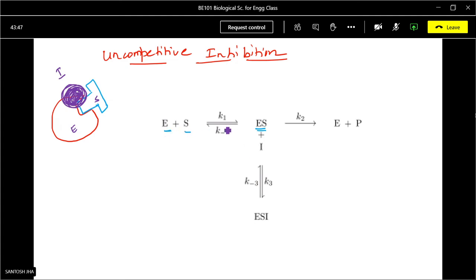So in this case, after the formation of the enzyme substrate complex, there is an appearance of some binding site for the inhibitor. By this, the inhibitor can bind and form the ESI, enzyme substrate inhibitor complex, and this is the dead end complex. Dead end complex means it cannot be converted into product. But if there is no binding of inhibitor, it can convert into the free enzyme and product. Such type of inhibition is known as uncompetitive inhibition. So basically in uncompetitive inhibition, the inhibitor binds with the enzyme substrate complex.